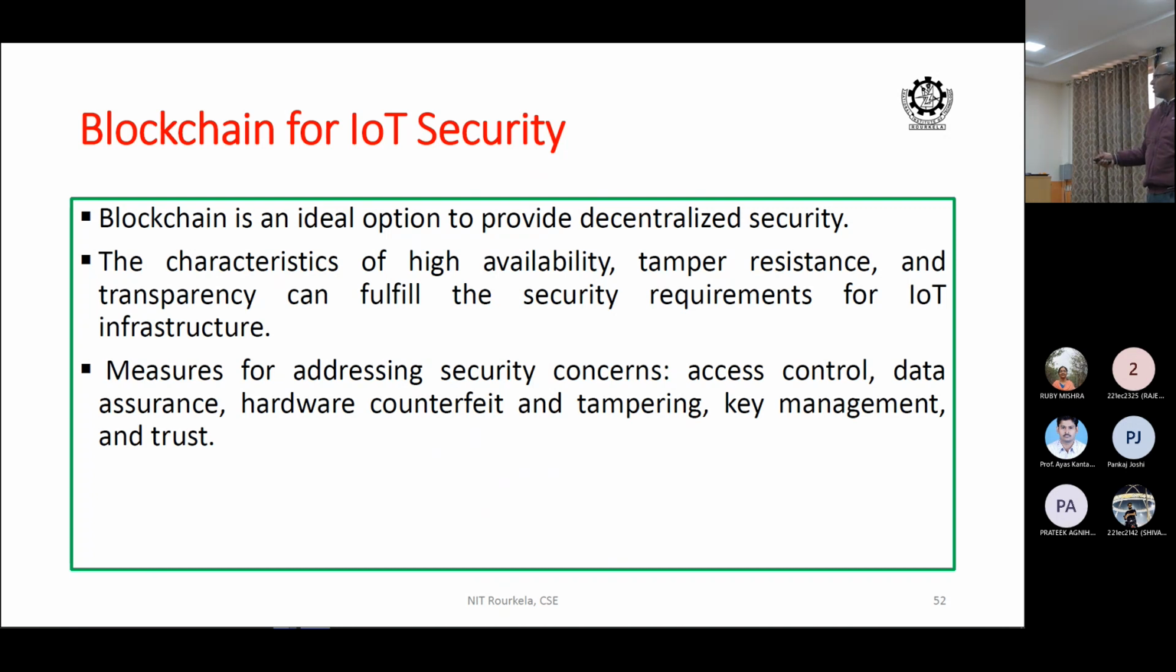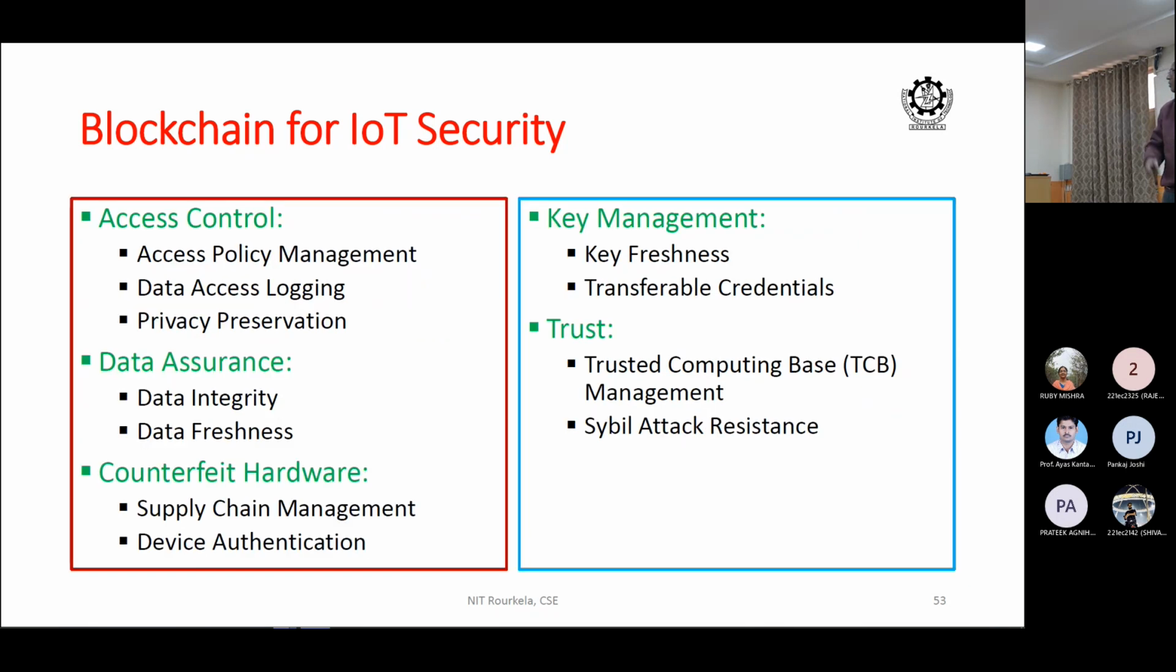Now, blockchain also addresses security concerns like access control, data assurance, hardware counterfeit and tampering, key management, and trust. This is what we looked at: the problems associated with building IoT infrastructure. Let's look at how each of these problems can be addressed by the blockchain.